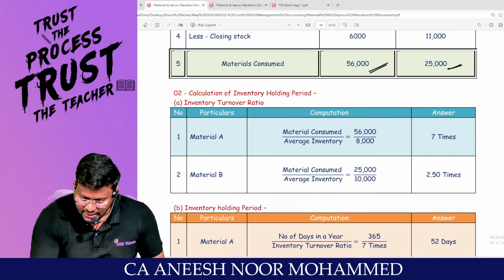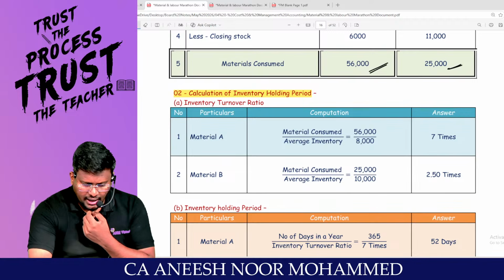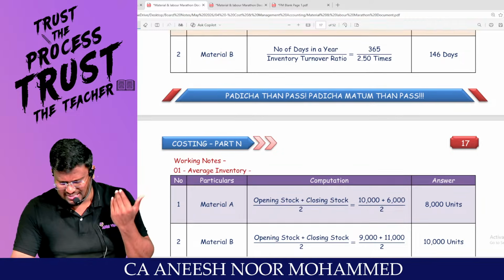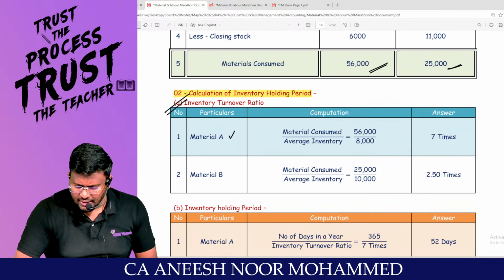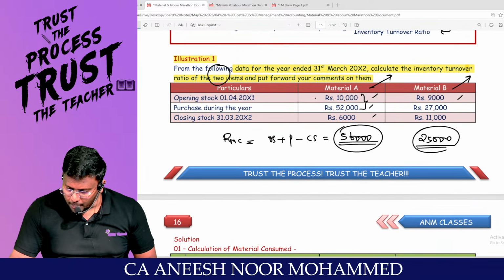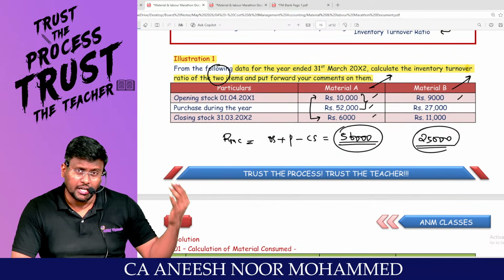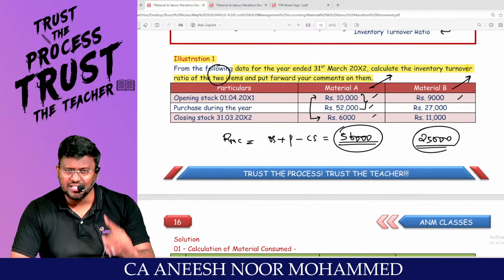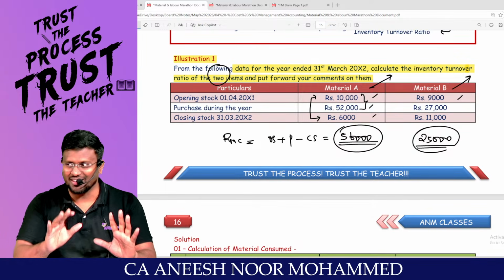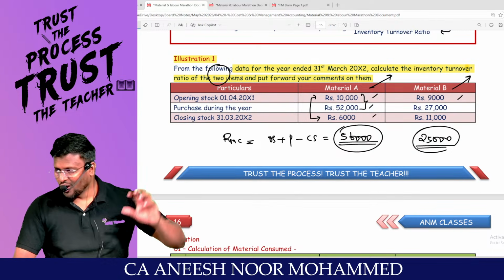Now I am going to calculate the inventory holding period. I can either express it as a ratio, that is times, or in days. So what is the formula for material A? Raw material consumed divided by average stock. What is average stock? Opening stock plus closing stock divided by 2. Because always in the costing subject, we follow the average. Don't take it wrong.